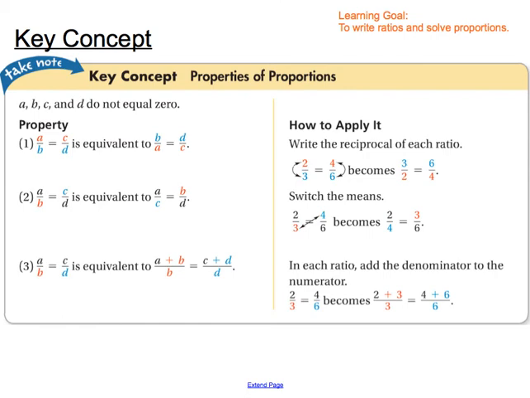The third property is probably the least used, but it allows us to take the denominator from each ratio and add it to its numerator. So in this case, we see that if 2/3 equals 4/6, we can write that as (2 plus 3)/3 equals (4 plus 6)/6. And if we simplify this, we see that 5/3 does in fact equal 10/6.